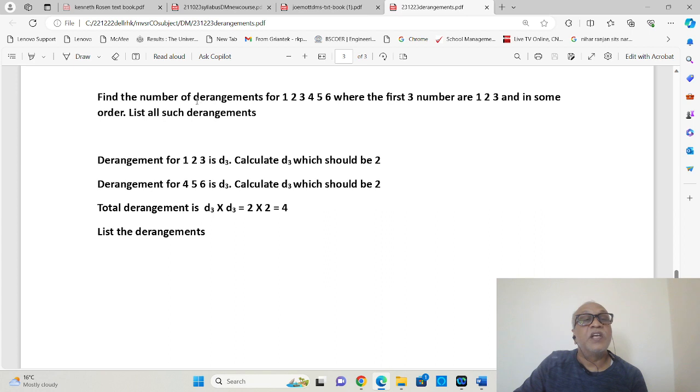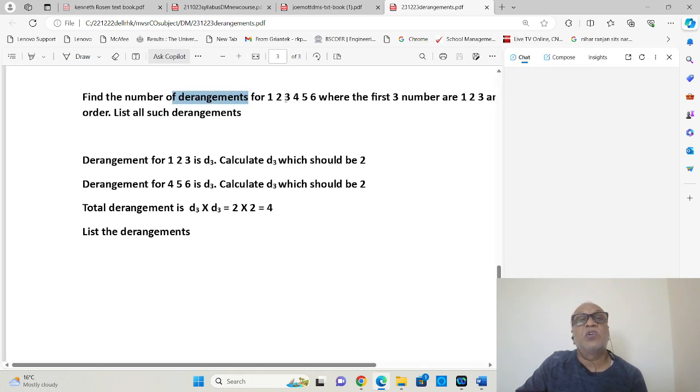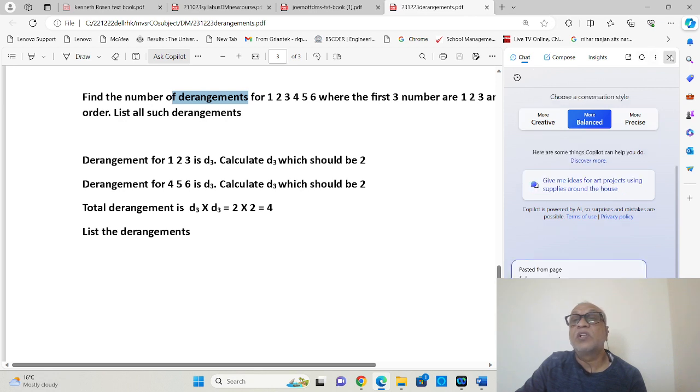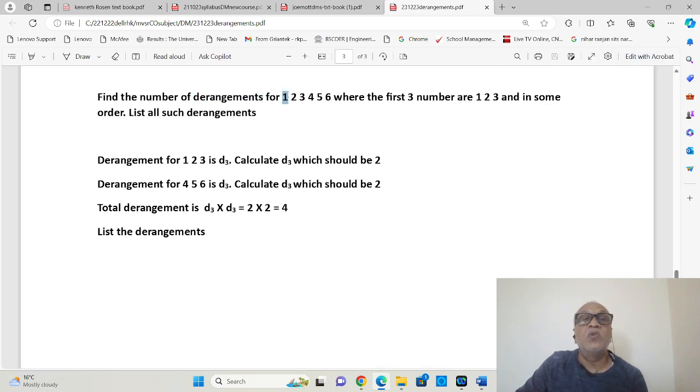Next example here is to find the number of derangements. And what are the numbers? The numbers are 1, 2, 3, 4, 5, 6. Now here the first three numbers are 1, 2, 3. That you have to maintain. The first three numbers must and should be 1, 2, 3, but they are in some order. You have to list out all such derangements.